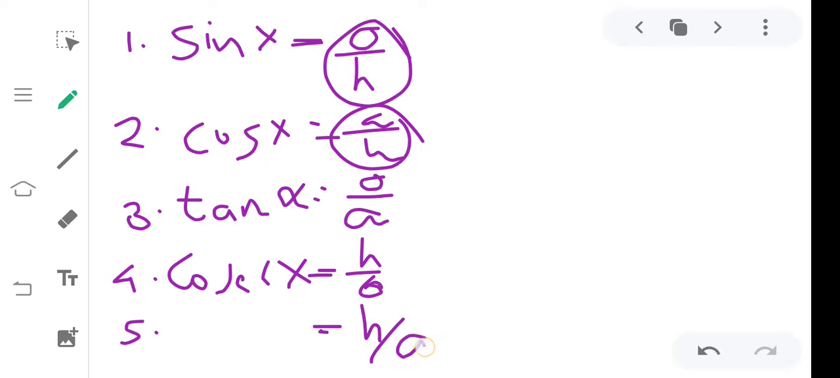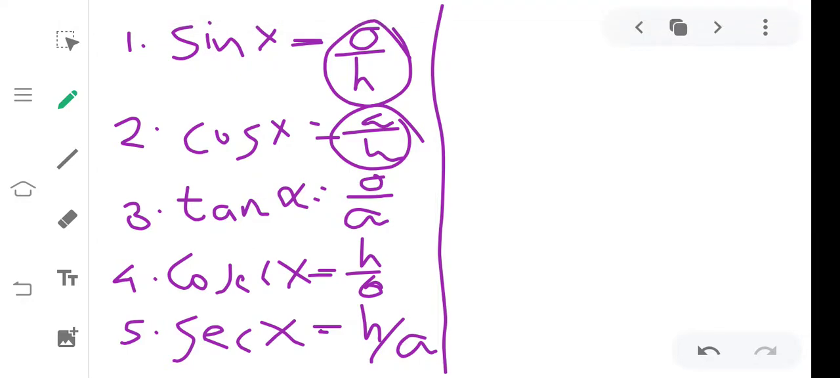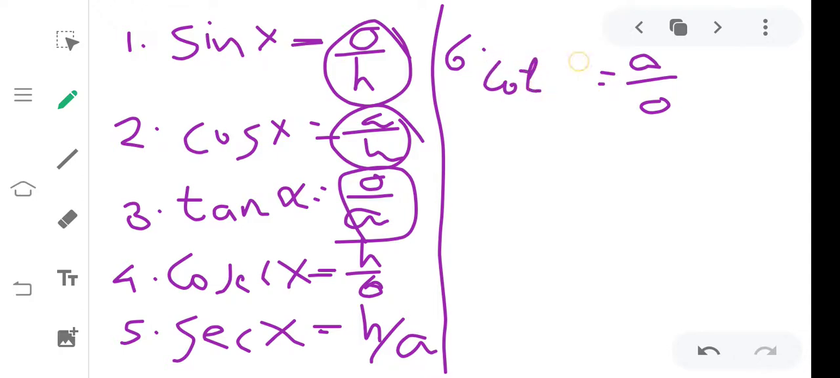Fifth ratio is its reciprocal, H by A, that is sec x. Then sixth ratio is the reciprocal of O by A, that is A by O. What is that? It is cot x. Okay, these are the 6 ratios, and we learned the reciprocals.